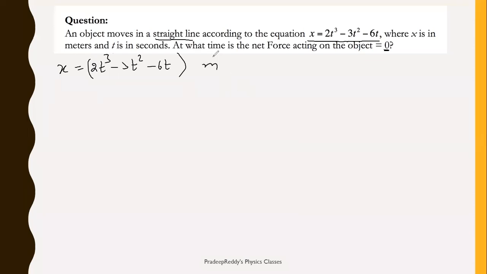What is being asked in the problem? At what time is the net force acting on the object equal to 0? So at what time is force becoming 0? You are supposed to find out at what time force is acting on the body and when it is becoming 0.